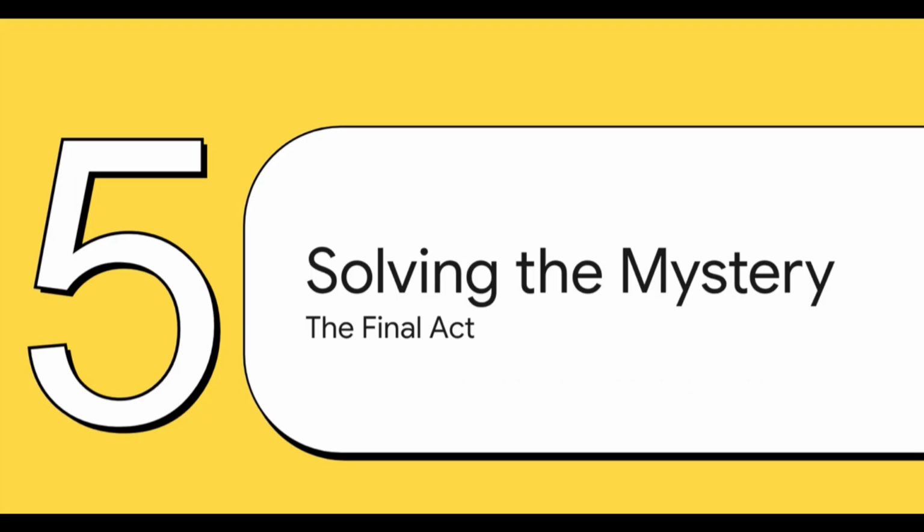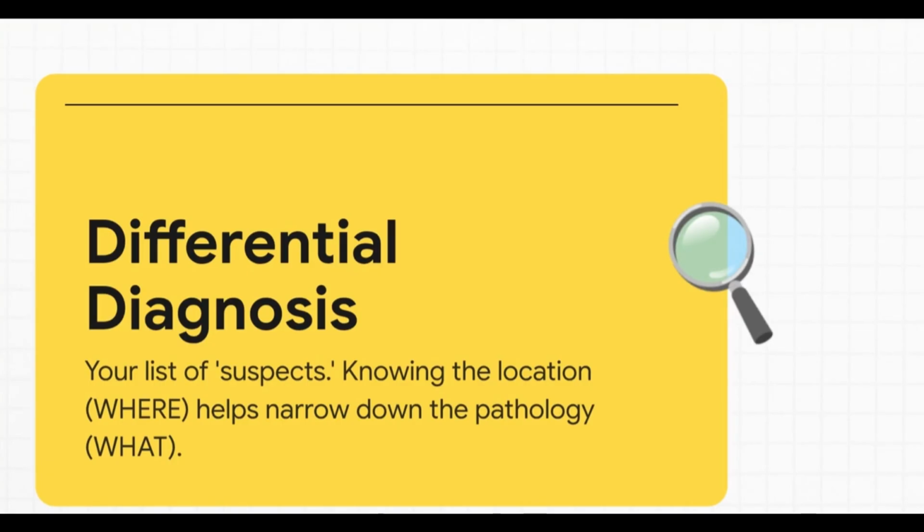So, you've gathered your clues from the witness. You've found the physical evidence at the crime scene. You've pinpointed the location on your map. Now it's time for the final act. It's time to identify the culprit and solve the case for good. See, just by knowing the where, you have dramatically shrunk your list of possible causes. This list, that's your differential diagnosis. Think of it as your lineup of likely suspects. Before, you might have had 100 possibilities. But now that you know the problem is in the peripheral nerve, for instance, you're down to maybe 3 or 4 prime suspects. Localization makes the whole challenge manageable.